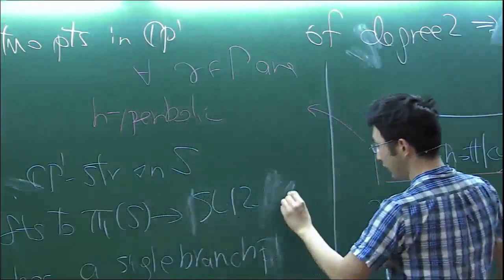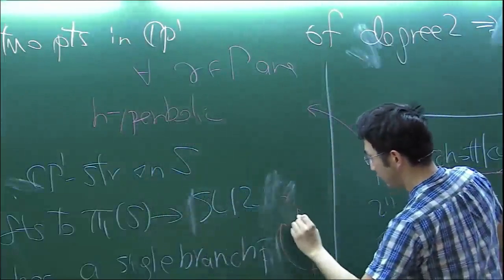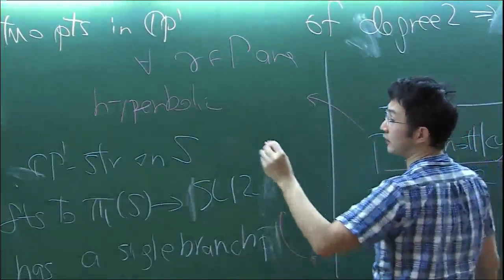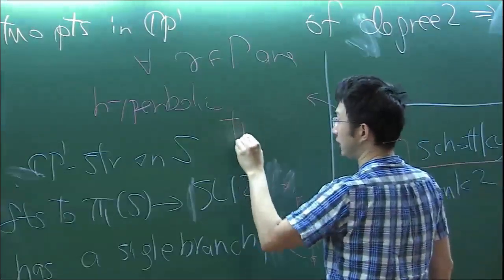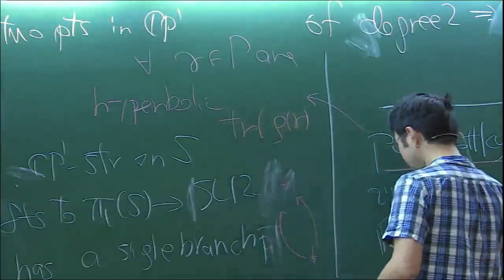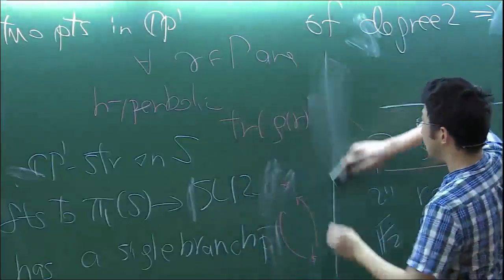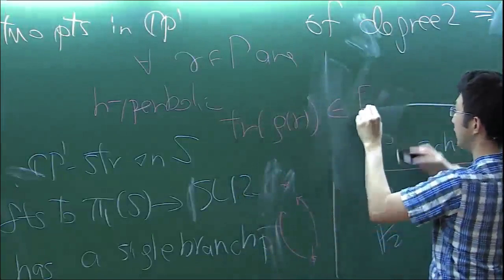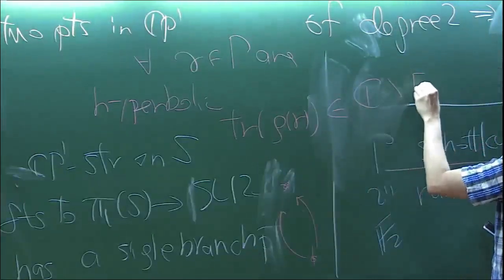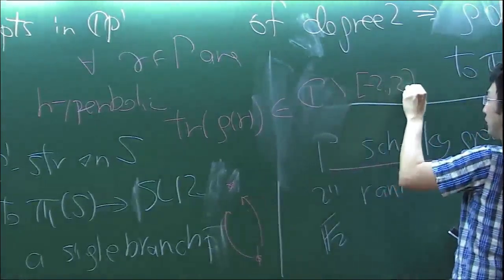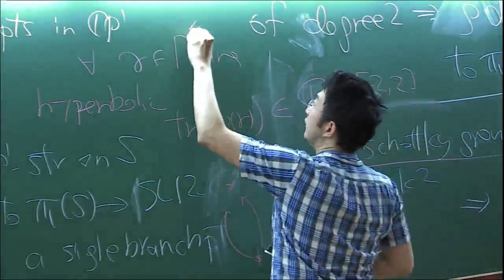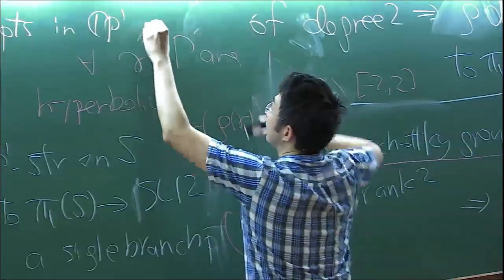Meaning that it has attracting and repelling dynamics with two fixed points, and in short, the trace of rho of gamma, which can take any complex number, is not in the interval between -2 and 2. Okay, this is for non-identity elements.